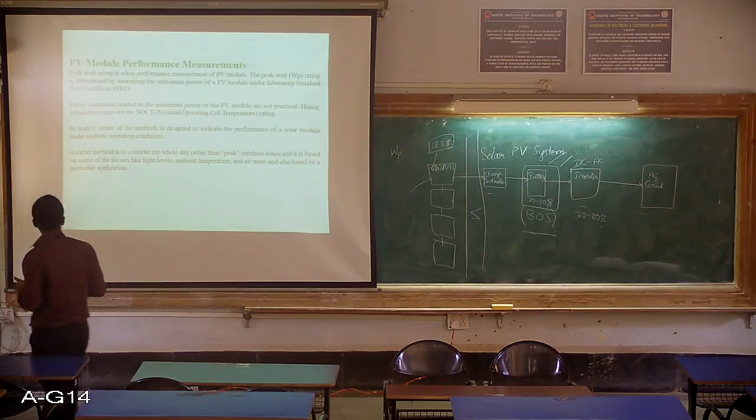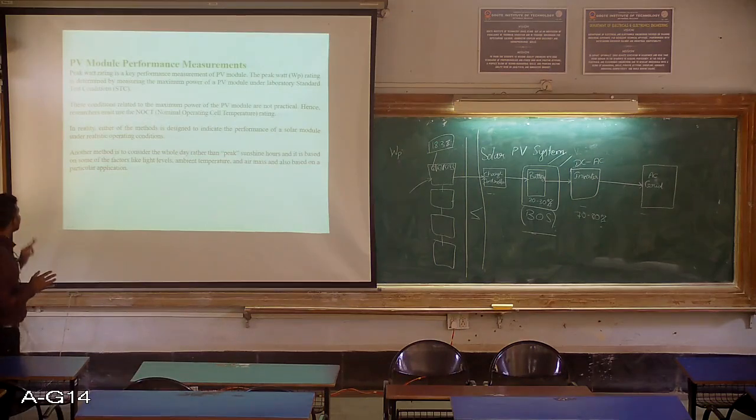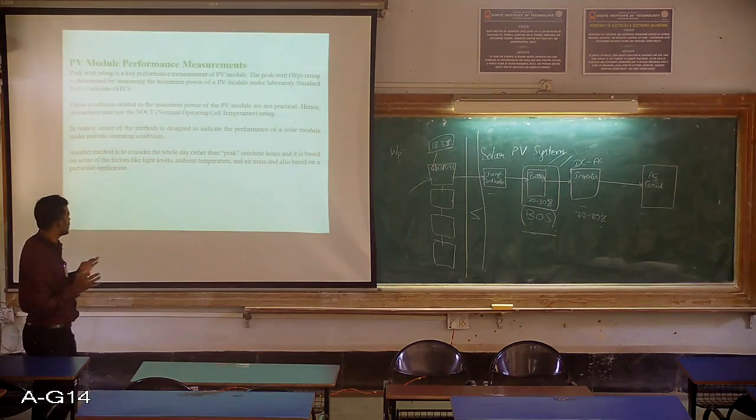In reality, both methods, STC and NOCT, will not give accurate values. STC means standard test condition, and NOCT means nominal operating cell temperature technique. Either method is designed to indicate the performance of the solar module under realistic operating conditions.